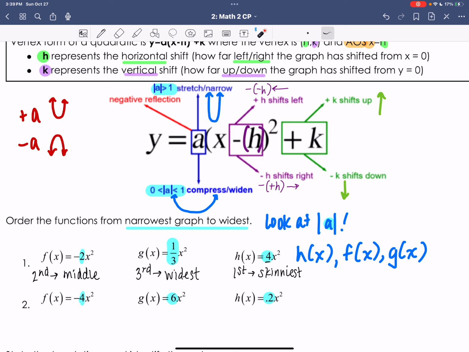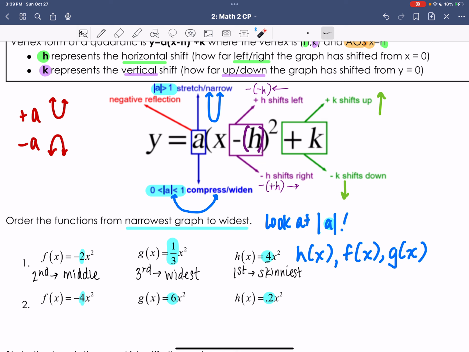Now, if a is between 0 and 1, it's going to flatten, or they say it's compress or widen. So that's where it becomes a little more flat, it widens out. And that's if it's between 0 and 1.